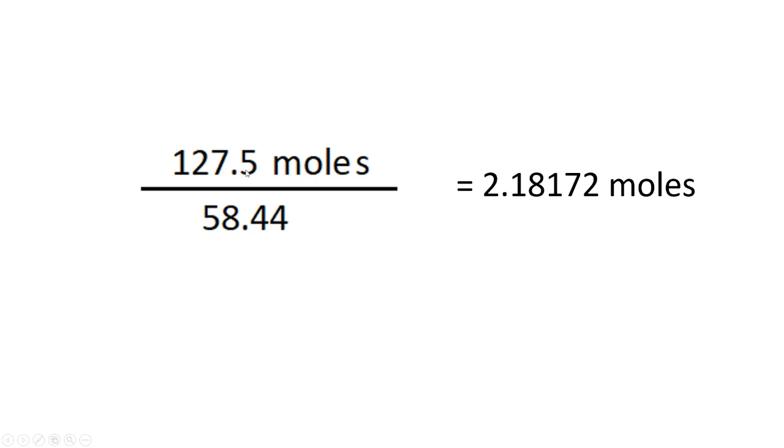Now let's talk about significant figures. This has 1, 2, 3, 4 significant figures. The denominator has 1, 2, 3, 4 significant figures. So I want my answer to have 4 significant figures. 1, 2, 3, 4. We're going to keep these numbers and get rid of the rest. This 7 indicates that we round up. So it becomes 2.182 moles. That is my final answer.